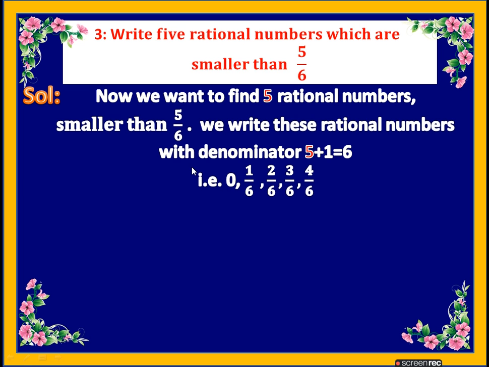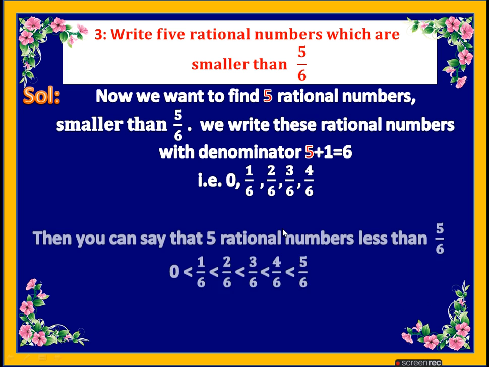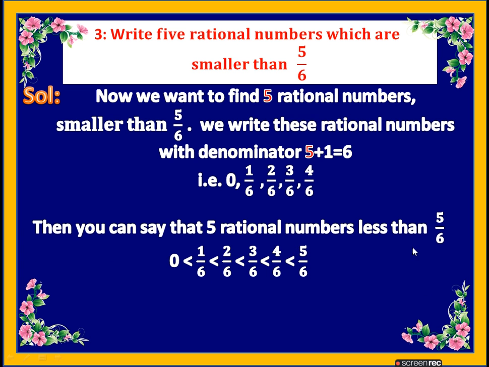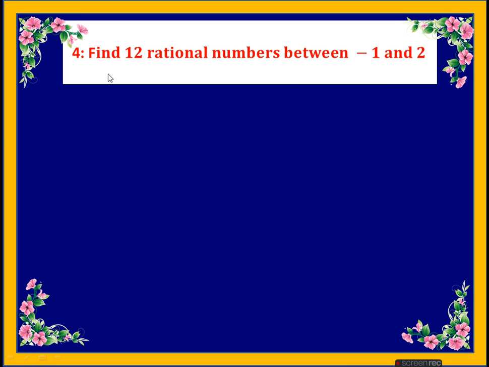Or you can write minus 1 by 6, minus 2 by 6, minus 3 by 6 also. So these are the rational numbers which are less than 5 by 6. We want only 5. So these are count 1, 2, 3, 4, 5. So that's enough. So you can say 5 rational numbers less than 5 by 6 is 0 less than 1 by 6 less than 2 by 6 less than 3 by 6 less than 4 by 6 less than 5 by 6. So 1, 2, 3, 4, 5. These are 5 rational numbers which are less than 5 by 6. Okay. So now next question.